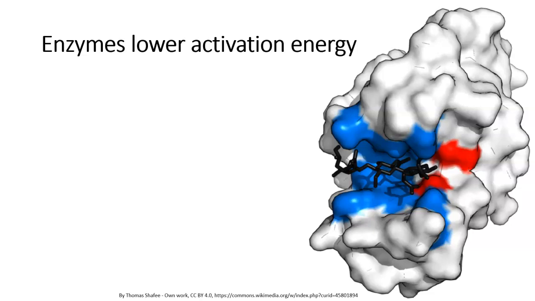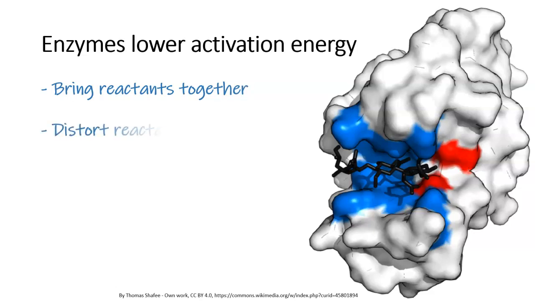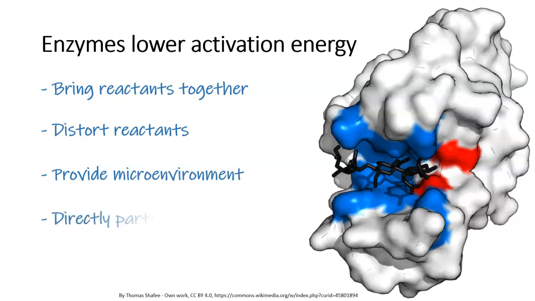They do this by bringing reactants together. Sometimes they distort the shape of those reactants, helping them get to the transition state. They might provide a microenvironment for reactions to occur in, and sometimes the enzymes will actually participate in the reaction, temporarily holding functional groups or atoms as they're being moved from one place to another.